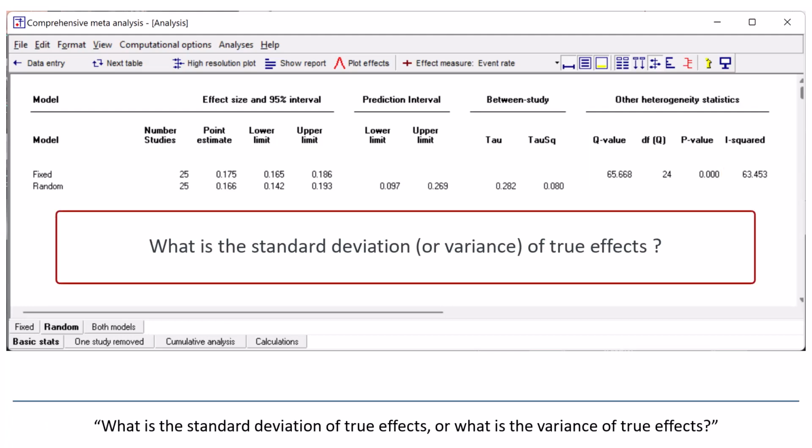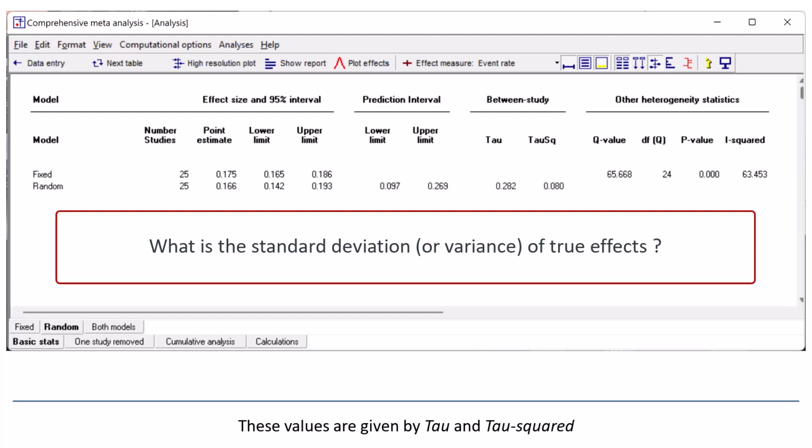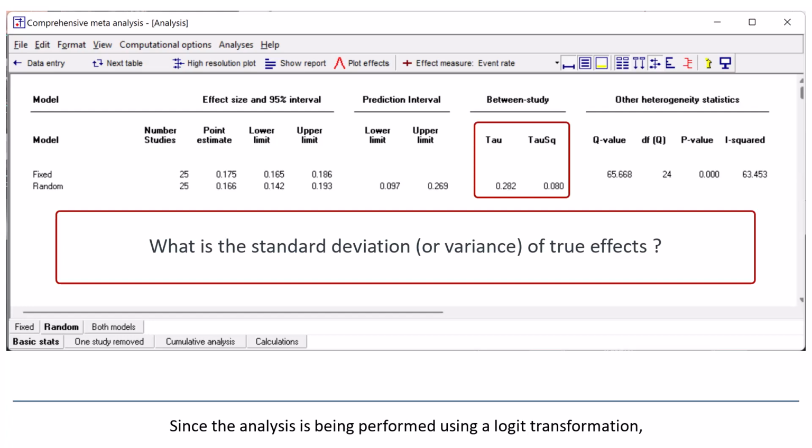What is the standard deviation of true effects, or what is the variance of true effects? These values are given by tau and tau squared. Since the analysis is being performed using a logit transformation, these values are presented in logit units. The standard deviation of true effects, tau, is 0.282 in logit units. The variance of true effects, tau squared, is 0.080 in logit units.